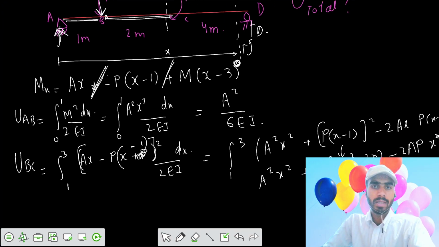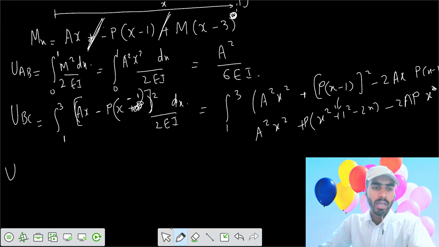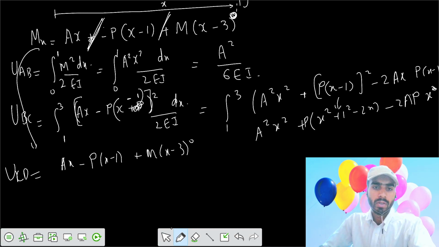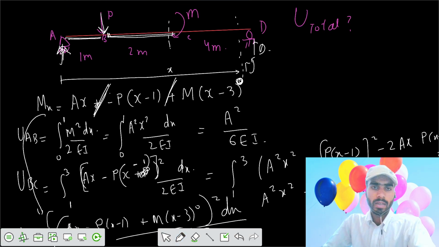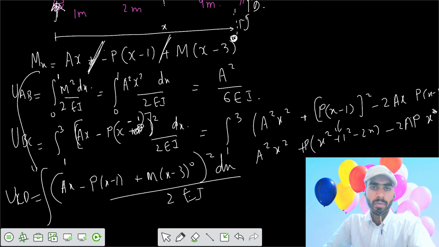Similarly, for the part CD, the strain energy equals the integral of the full moment equation, where all those effects are present: Ax minus P(x minus 1) plus M(x minus 3) to the power 0, whole squared, dx by 2EI. The integral is from 3 meters to 7 meters.